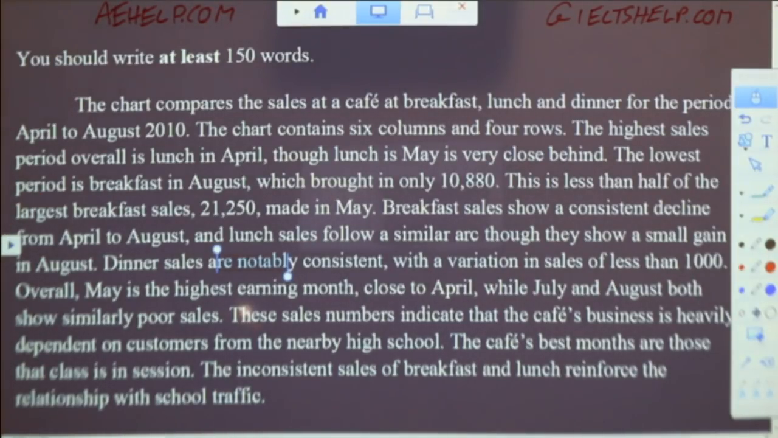Breakfast sales show a consistent decline from April to August, and lunch sales follow a similar arc, though they show a small gain in August. Dinner sales are notably consistent, with a variation in sales of less than 1,000. Overall, May is the highest earning month, close to April, while July and August both show similarly poor sales. These sales numbers indicate that the cafe's business is heavily dependent on customers from the nearby high school. The cafe's best months are those that class is in session. The inconsistent sales of breakfast and lunch reinforce the relationship with school traffic.